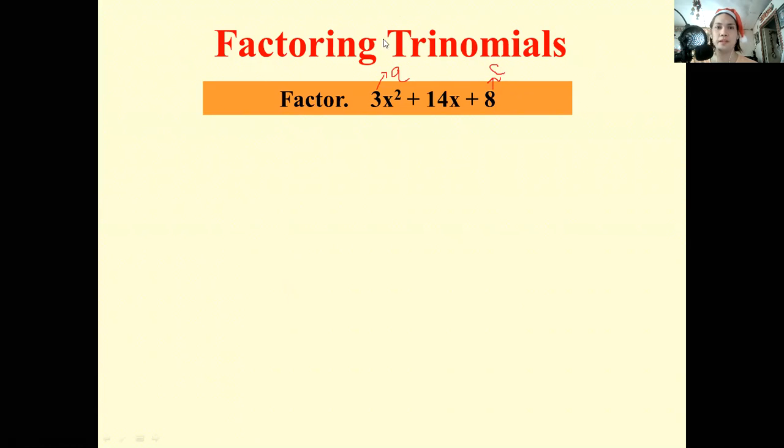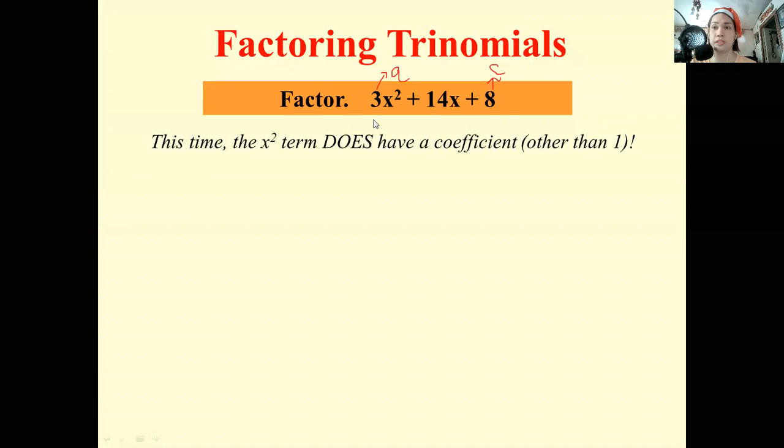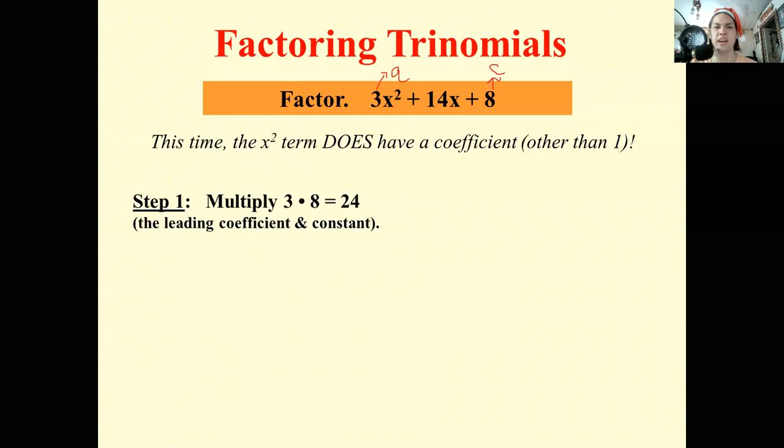So now, to do this one, let's do the steps. This time, the x squared term has a coefficient other than 1. That's why your a is greater than 1. In the example, it's 3, so greater than 1. So how will we factor it? First thing that we're going to do is follow the AC method. How do we follow the AC method? What you will do, class, is multiply your a and your c. Your a is 3, your c is 8. So 3 times 8 gives you 24. That is step number 1.